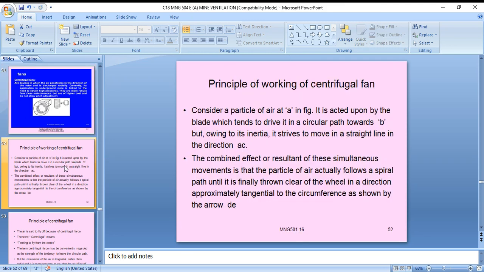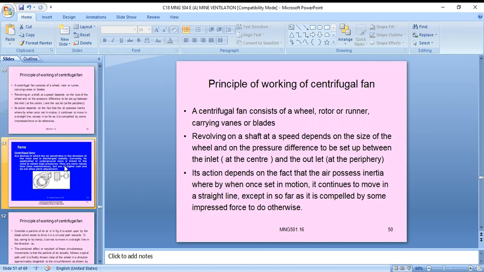The principle of working of a centrifugal fan: consider a particular particle of air at A in the figure. It is acted upon by the blade, which tends to drive it in a circular path towards B. Owing to inertia, it strives to move in a straight line in that direction. The combined effect of these simultaneous movements is that the particle of air flows in a spiral path until it is finally thrown clear of the wheel in a direction approximately tangential to the circumference, as shown by the arrow in the figure.